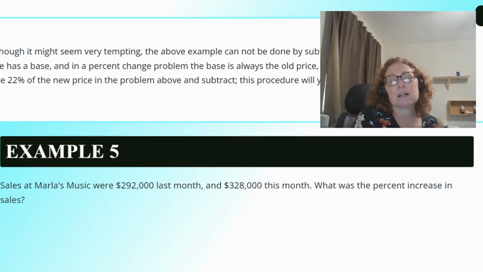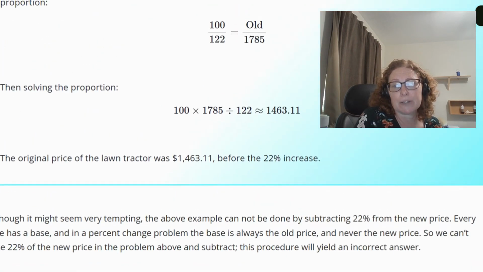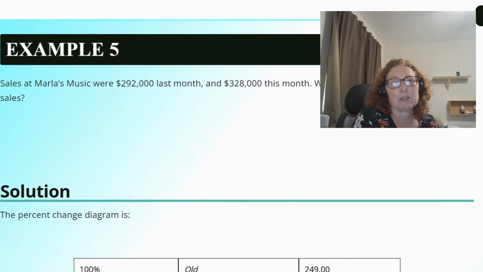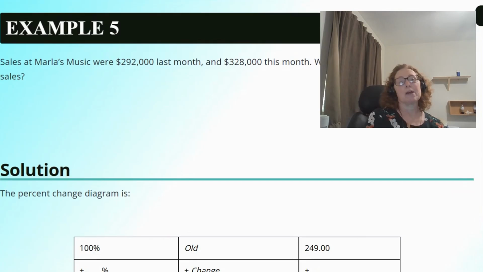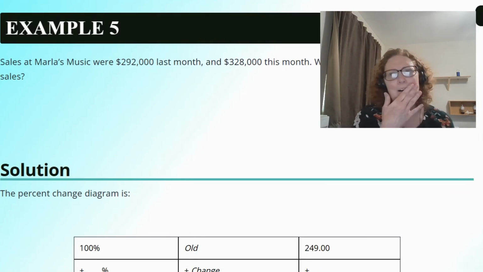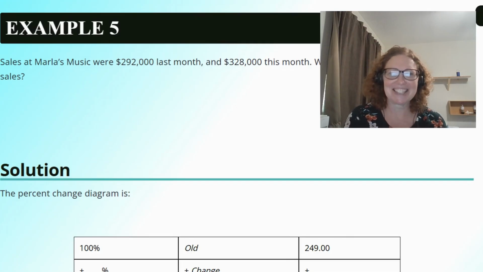We might want to just say subtract 22 from the new price, but we can't do that. So make sure that you are doing the formula how it's set up, because it'll give you a different answer and it will not be correct. And you're going to wonder why, but set it up in the diagram and you'll be good.